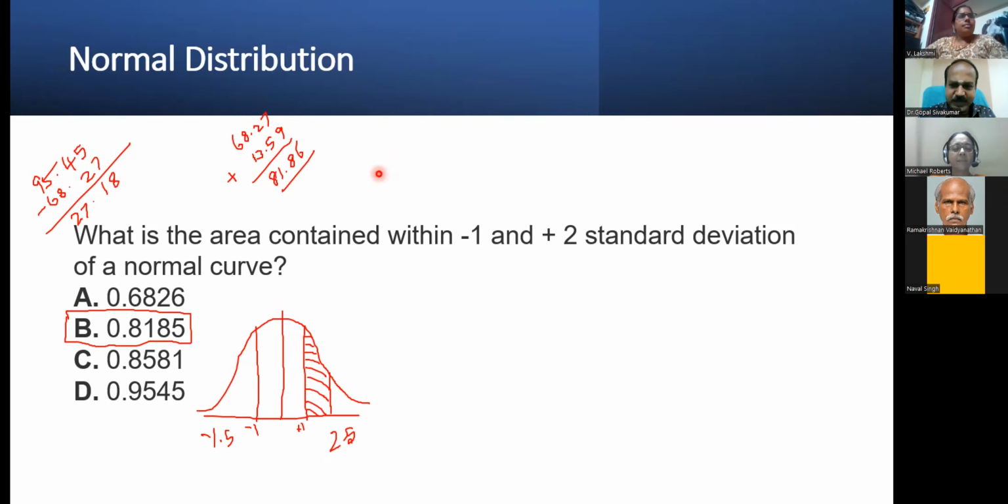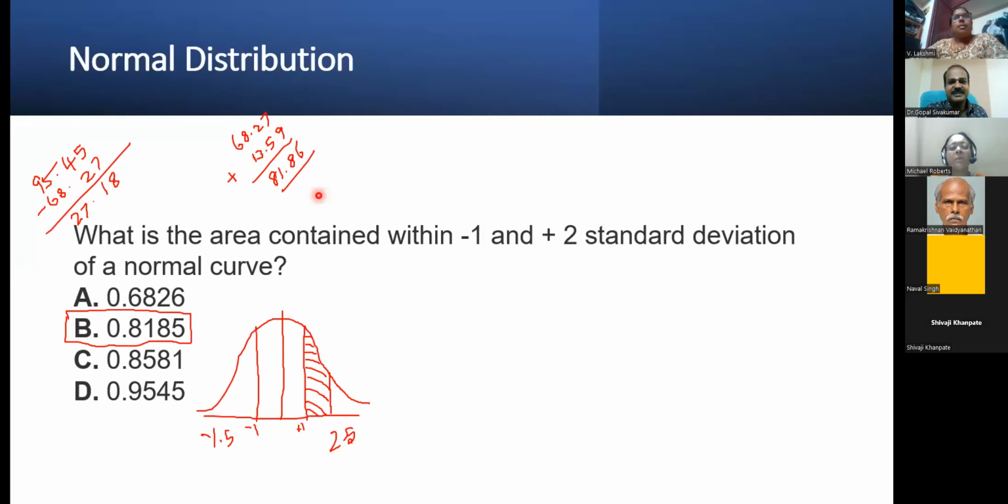All right, so the first question is done. See, do you think this problem can be solved in Minitab? If you know this problem, then this question can be tweaked into 100 different questions. Am I correct? I can change this number from -1 to +1. Now, one of you please answer. What is the area contained within +1 and +2 standard deviation of a normal curve? Now, who is going to answer me this question?